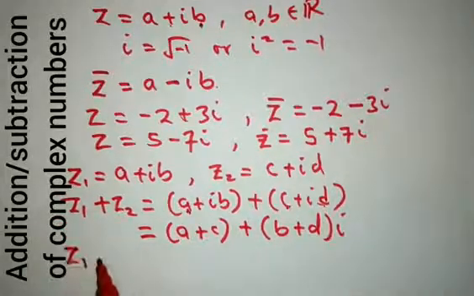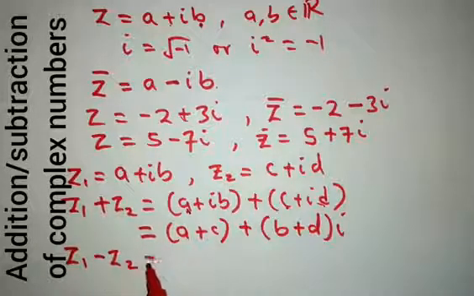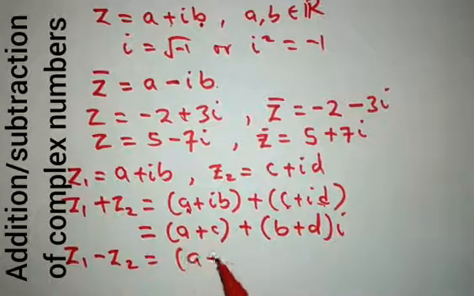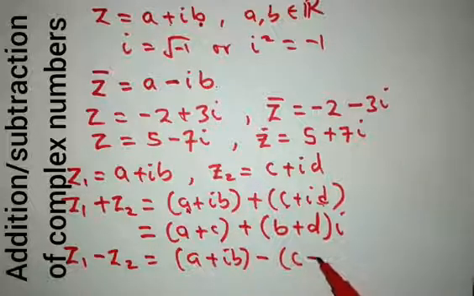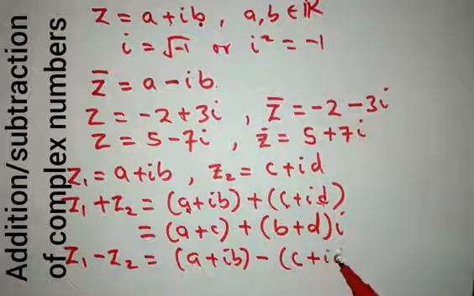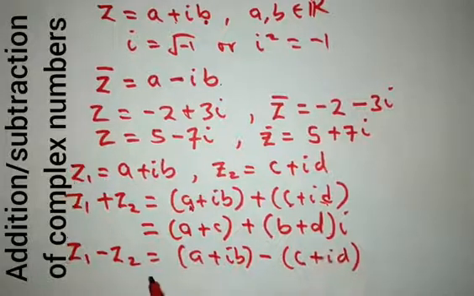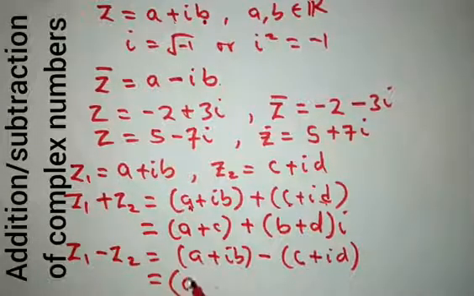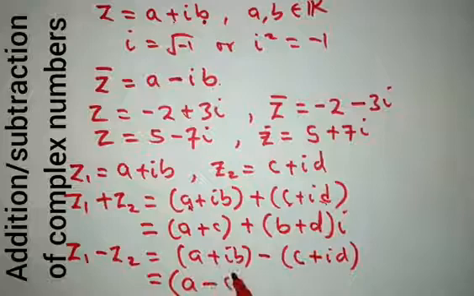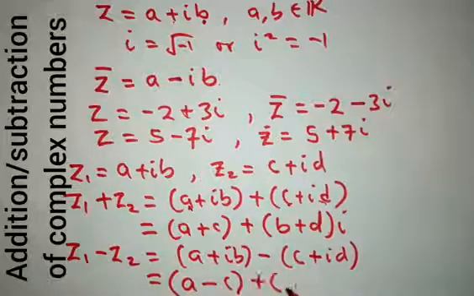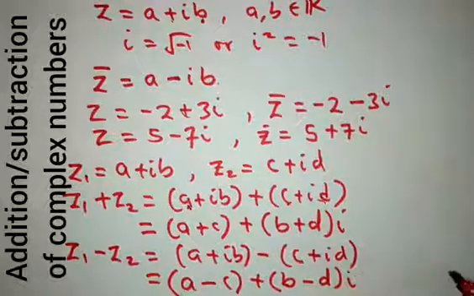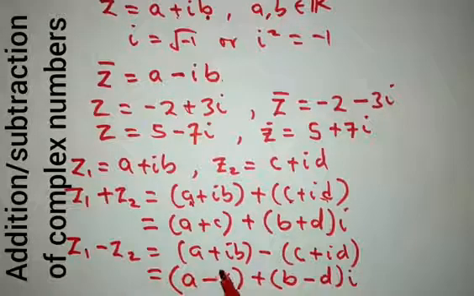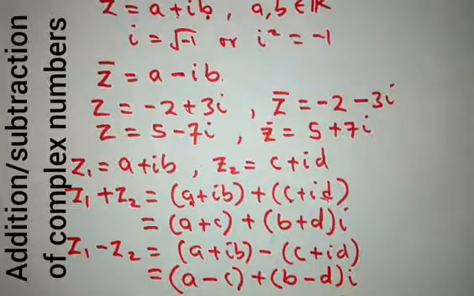Likewise, if I have z1 minus z2, that will be a plus ib minus c plus id, and this gives a minus c plus i times b minus d. So you subtract the real parts and the imaginary parts respectively.